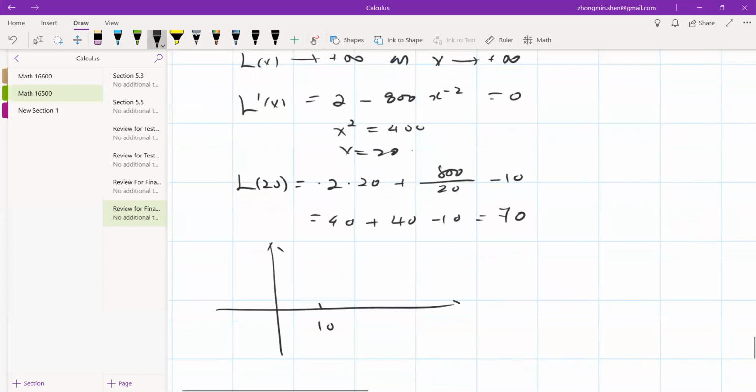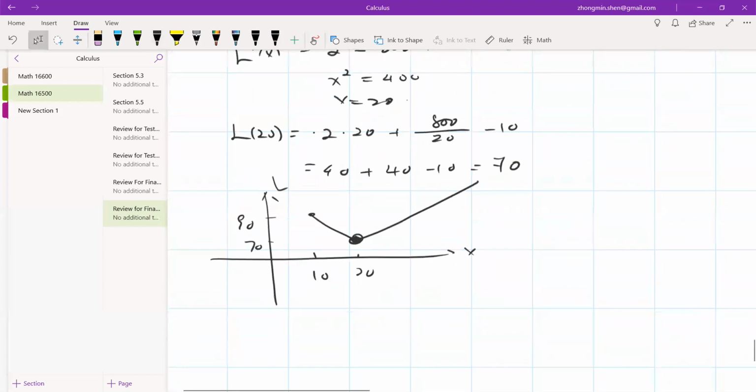Here's a 10. So this is L, this is X. This will be 90. And the 20 here is 70. It goes like that, okay? So this will be the smallest value for the length.